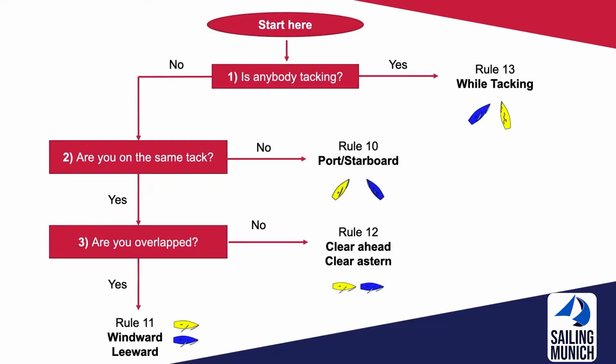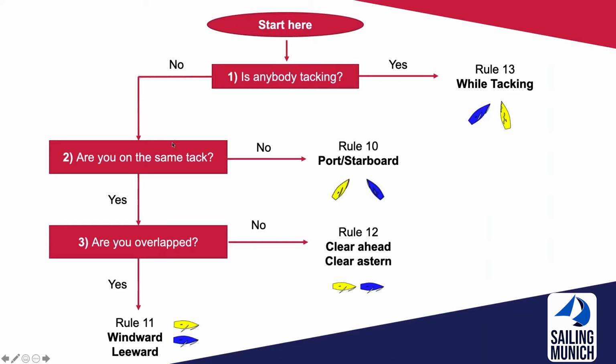So I'm a scientist. I like flow diagrams. So here is a flow diagram for the right-of-way rules of sailing. There's only 3 questions we have to ask ourselves to decide which one of these is the one that applies. The first question, when we start up here, is anybody tacking? If the answer to that question is yes, then we have a rule that applies. If not, then we have a couple of other questions. So what I'm now going to do for the rest of this presentation is talk you through how we answer each of these questions. Is anybody tacking?